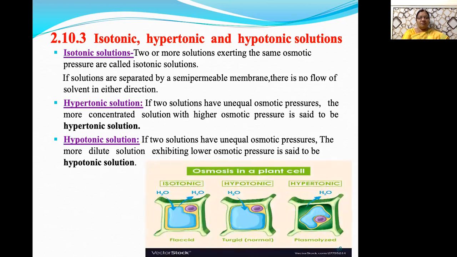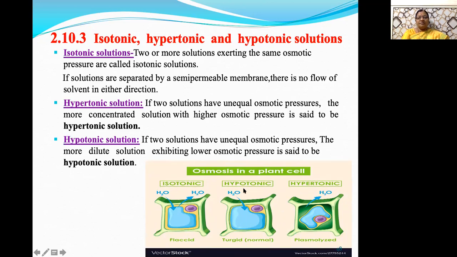Now here you can observe osmosis in a plant cell. So this is the isotonic situation. That is, the concentration of the solution outside the plant cell and inside the cell is the same. Therefore, isotonic.